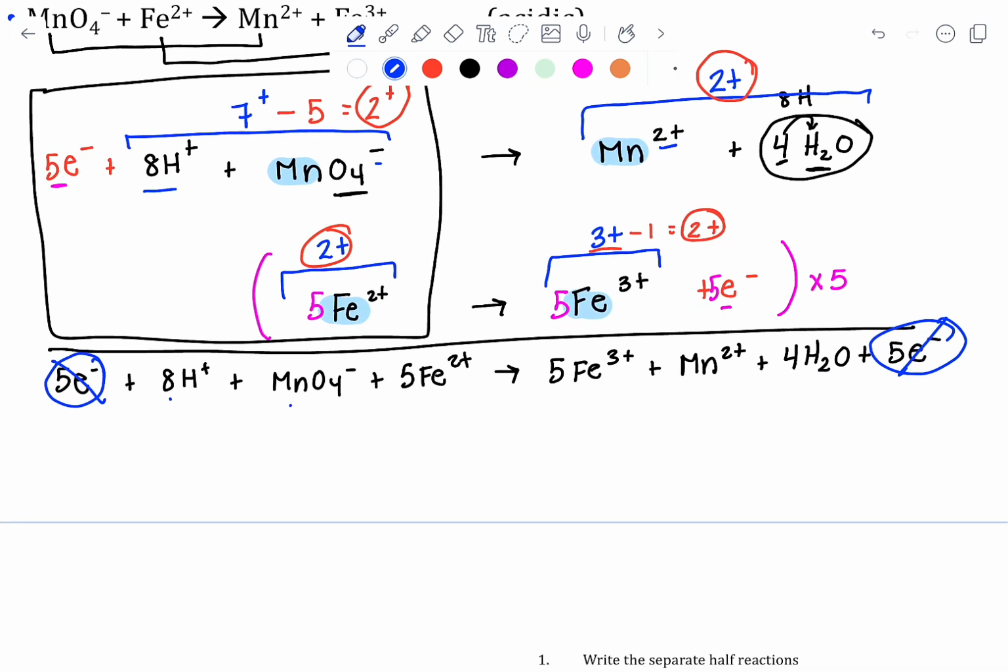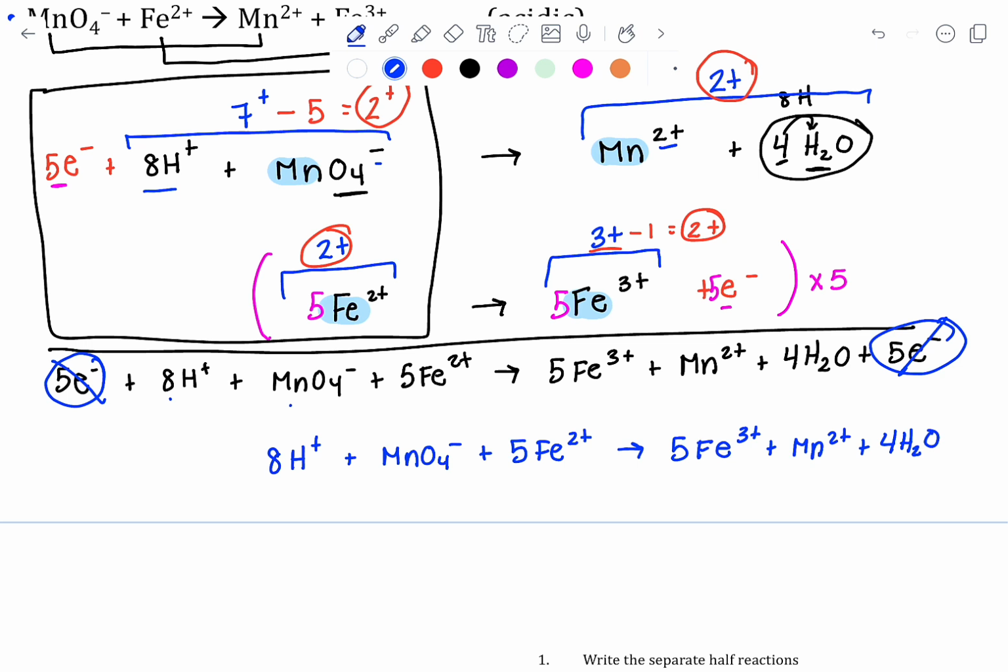So our final equation that we would put in to our ALEKS homework is going to be the simplified version of this reaction. So all things canceled and everything like that. So if we were to type this in for our ALEKS homework, we would put 8H plus, MnO4 minus, 5 iron 2 plus, goes to 5 iron 3 plus, plus Mn2 plus 4 H2O.